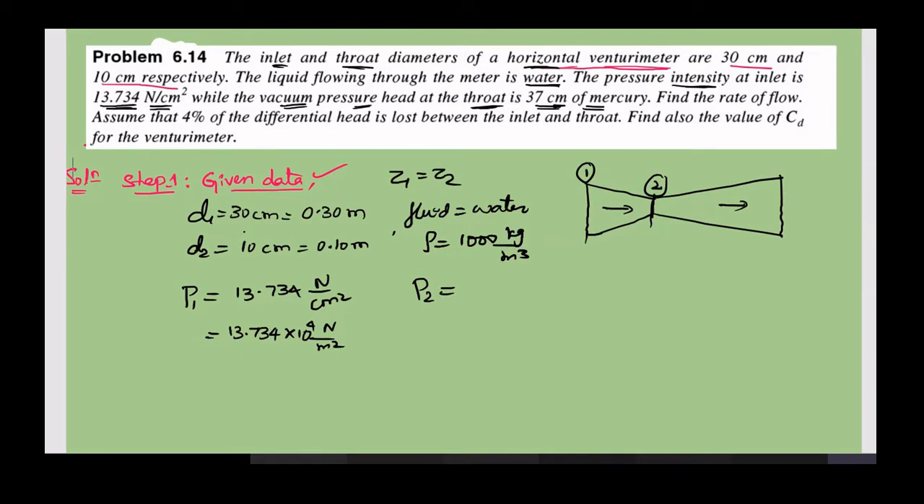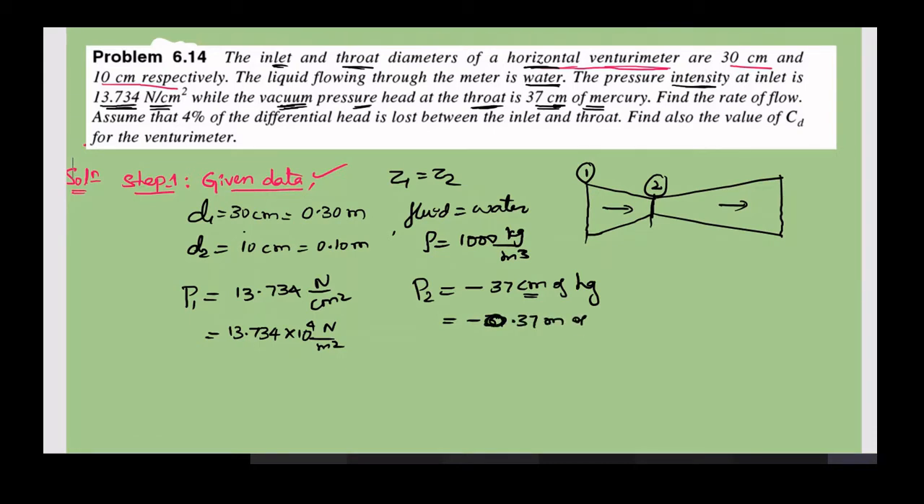There are 2 points where you have to be careful. One is the word vacuum. Whenever he gives the word vacuum, it is negative pressure. You take negative and write down the value 37 centimeter of mercury. If the vacuum word is not there, only pressure at the throat, then don't take negative. So now convert this centimeter into meter, so 10 to the power of minus 2. Instead of writing minus 2, I will write 0.37 meter of mercury.